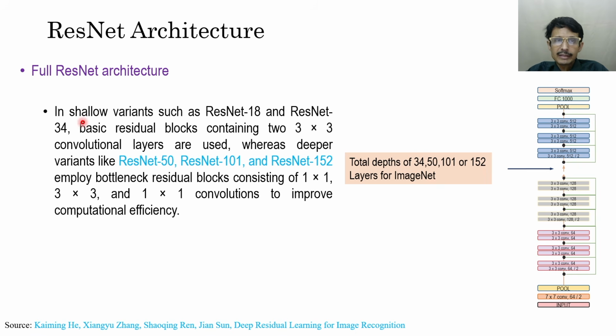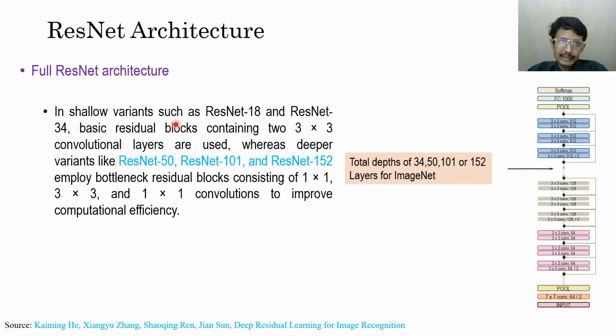So you can say in shallow variants such as ResNet 18 or ResNet 34, the basic residual blocks containing two 3x3 convolution layers are used. Whereas the deeper variants, 50, 101, 152, employ the bottleneck residual layers consisting of 1x1, 3x3, 1x1 convolution to improve the computational efficiency.